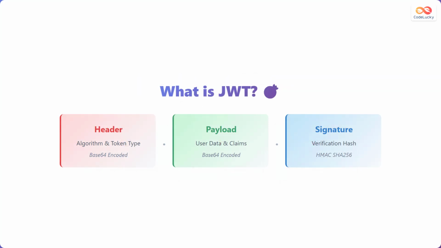So, what exactly is a JSON Web Token? A JWT consists of three main parts: a header, a payload, and a signature, all separated by periods. The header contains information about the algorithm used to generate the signature and the type of token.